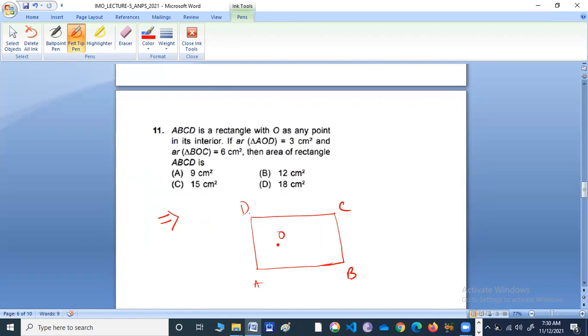Area of AOD is 3 centimeter square, and area of BOC is 6 centimeter square. This area is 6 centimeter square. Then the area of the rectangle ABCD? Okay, so we don't know this area and that area. So let us draw a parallel line.